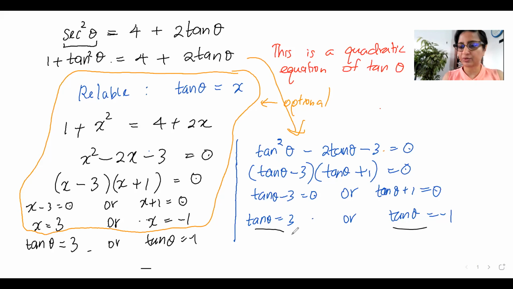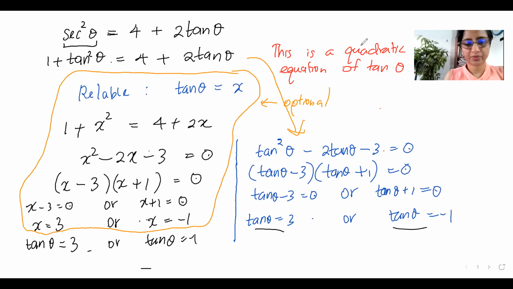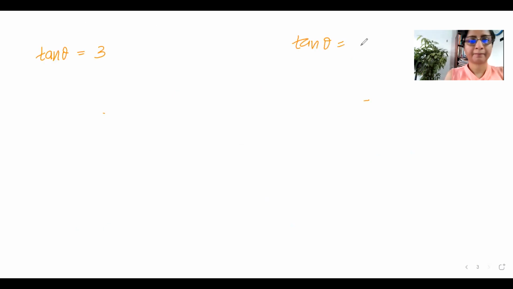How do we do that? So I will go to a new page. I have tan theta equals 3 and tan theta equals minus 1. So how do we do this?